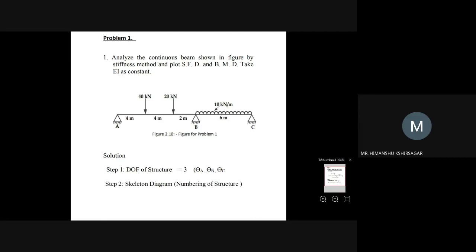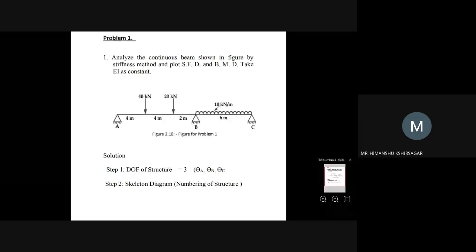So let us start with the first problem. Here we have to analyze the continuous beam. So this is the problem statement. You have to analyze the continuous beam shown in the figure by the stiffness method and plot the SFD and BMD, and the flexural rigidity is constant. Okay, EI you have to take as a constant value.